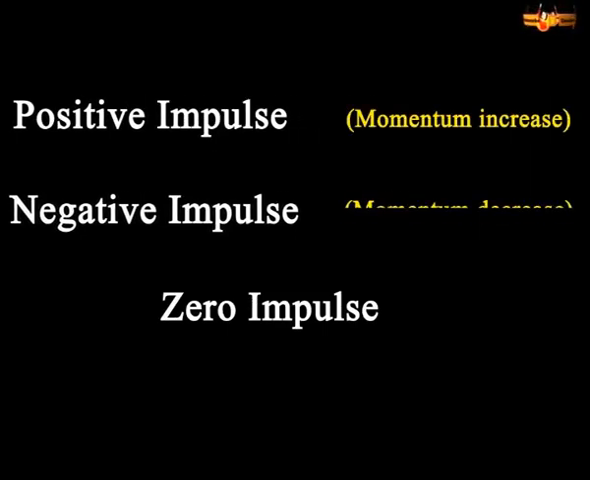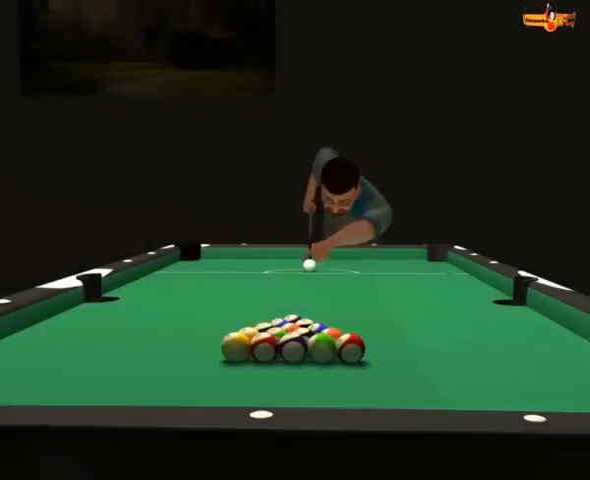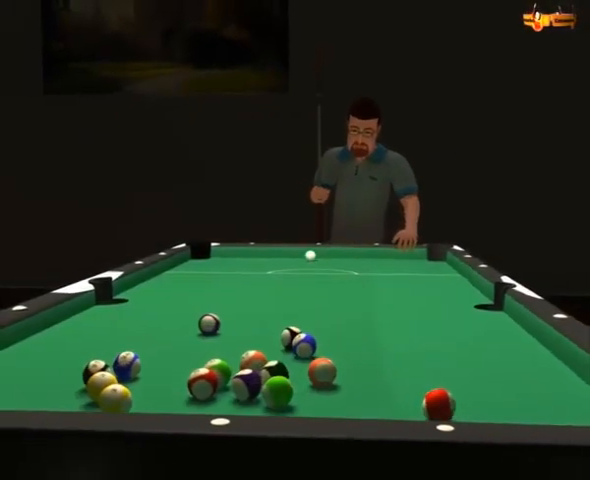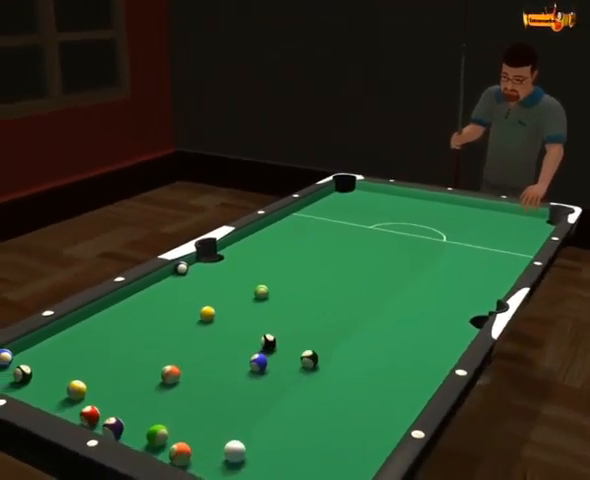Impulse of a force is positive, negative, or 0, according as the momentum of the body increases, decreases, or remains unchanged under the effect of force. This can be understood more clearly by taking an example of pool game.